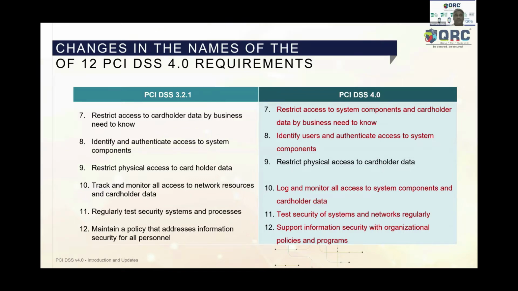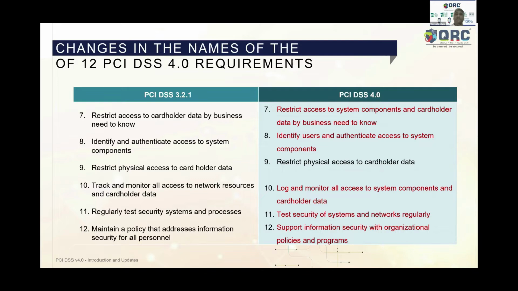And the ninth requirement, there is not much change. It's the same name, restrict physical access to cardholder data. Now also, restrict physical access to cardholder data. Further, the 10th requirement of 3.2.1 is track and monitor all access to network resources and cardholder data. Now, log and monitor all access to system components and cardholder data.